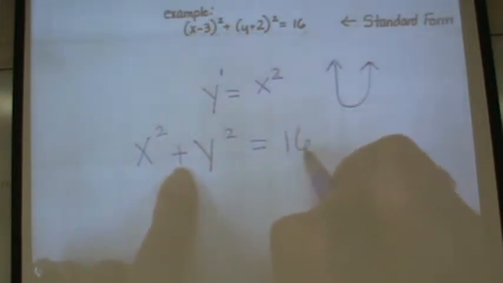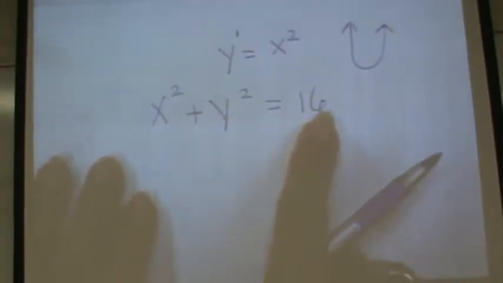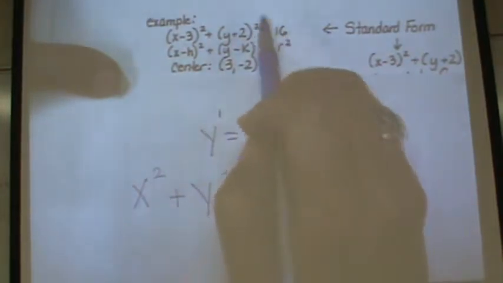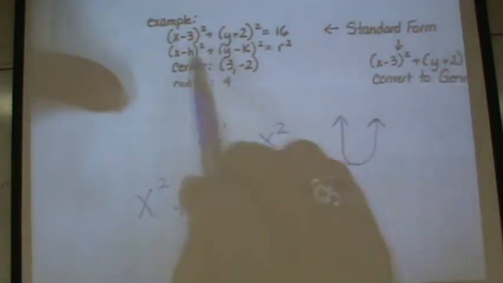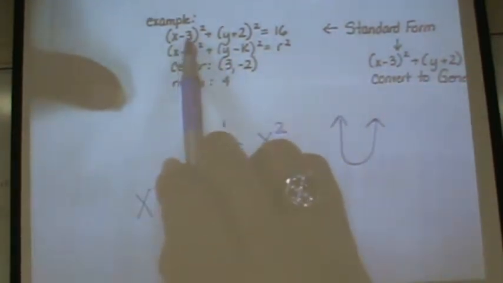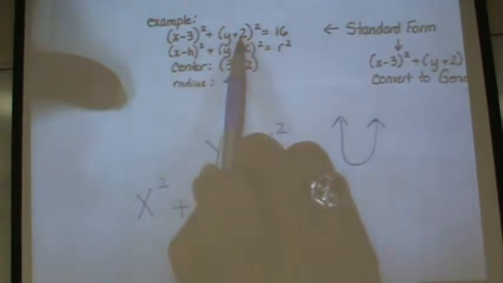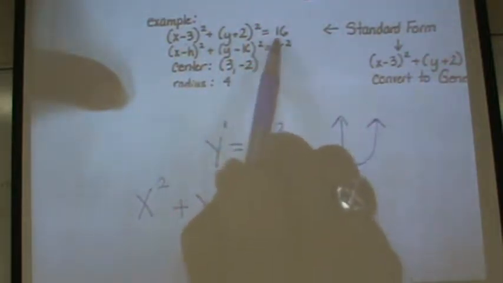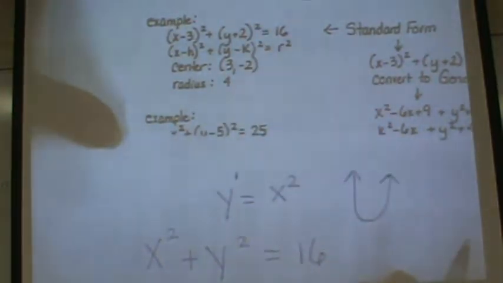But for this problem right here, the center is (0, 0), and the radius is the square root of 16, which is 4. Well, what happens when you have something like this? (x minus 3) squared plus (y plus 2) squared equals 16. The center is (3, negative 2). Now, how did I get 3, negative 2? What's the relationship between this number and this number right here? It's the opposite. Yep. And then 2 is your y value here, and we made it negative 2 for the center. Now, what's the relationship with the radius? It's the square root. Okay?